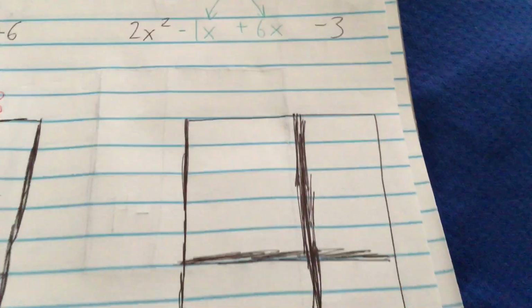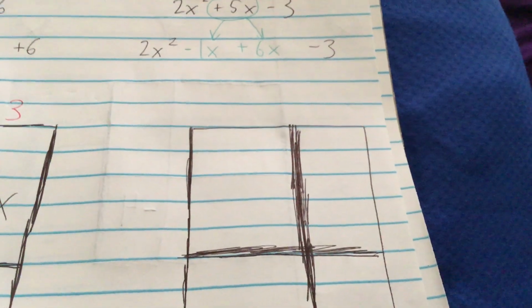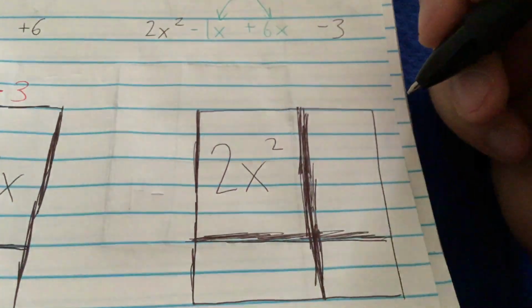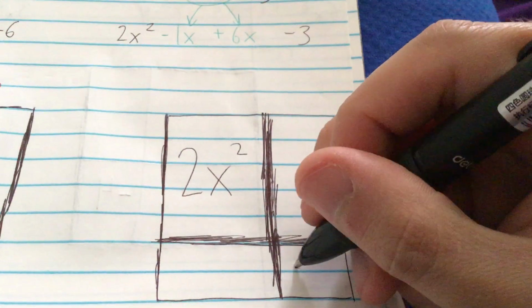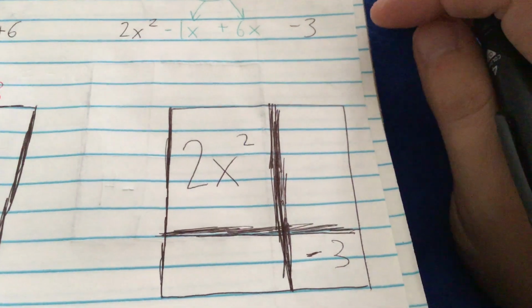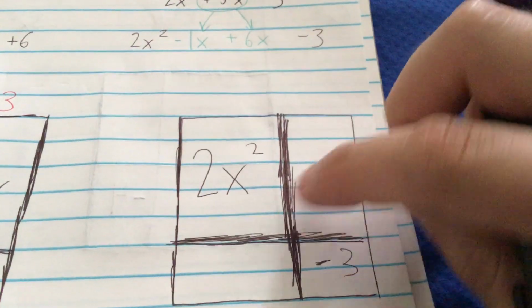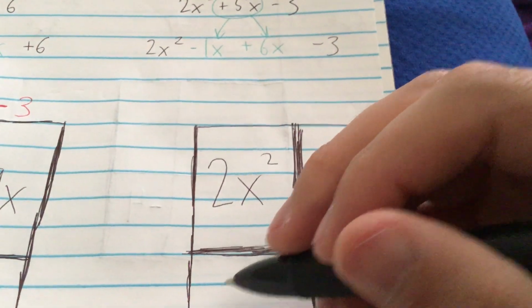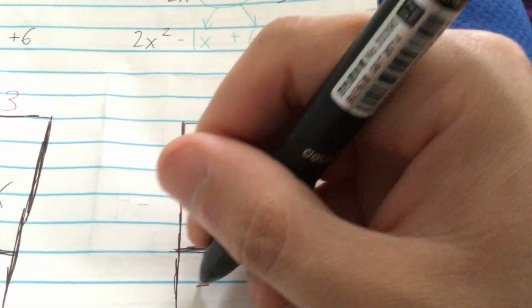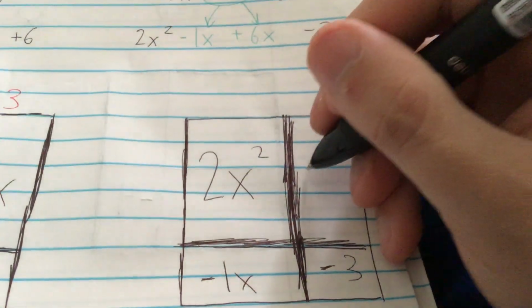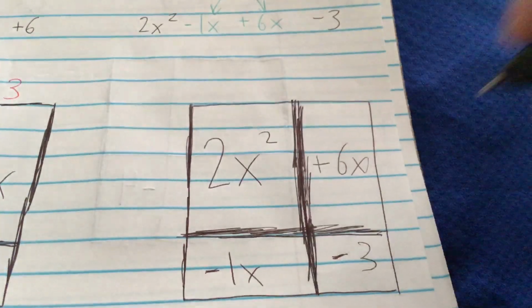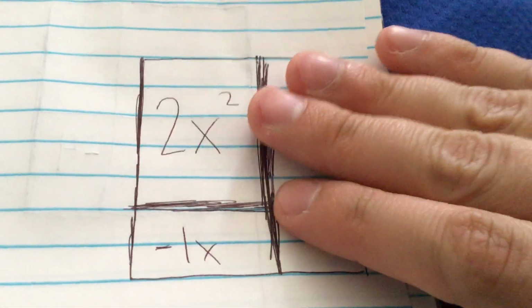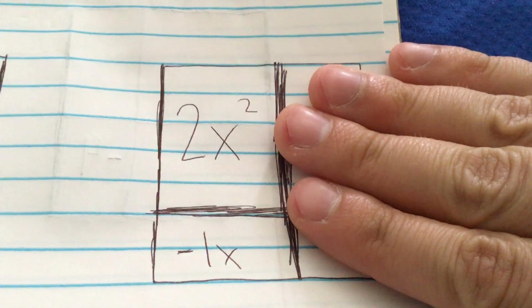Well, now I'm going to put this into the rectangle. So the big fella, 2x squared, goes in the top left. Bottom right, the -3 goes in the bottom right corner. And it doesn't matter which one goes here, where -1x goes here and 6x goes here, or 6x goes here and -1x goes here. So I'm just going to put -1x and +6x.